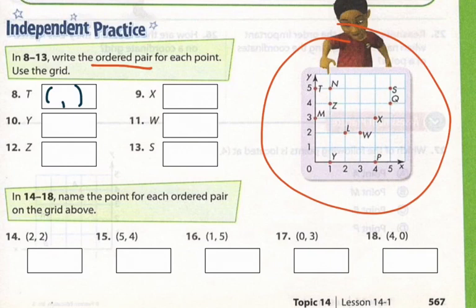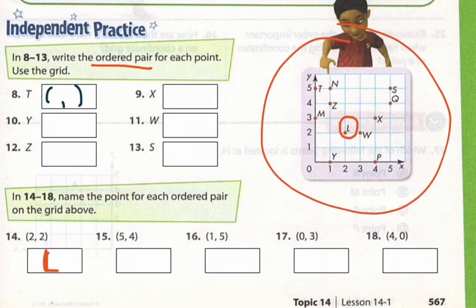Down below for 14 through 18, you're actually going to be writing down a letter. So you're going to say 2, 2. If I go 2 over and 2 up, right, I can see that this one lands on point L. So I'm just going to write the letter down. Okay, so you're going to complete this page.